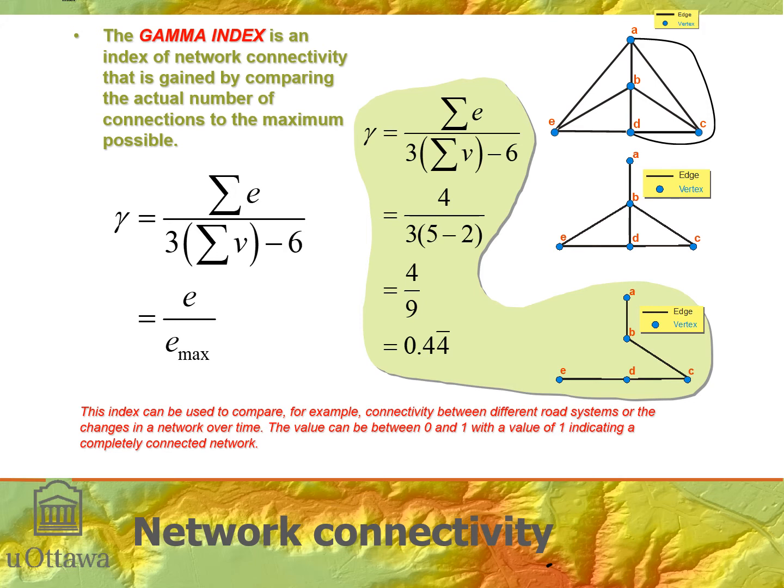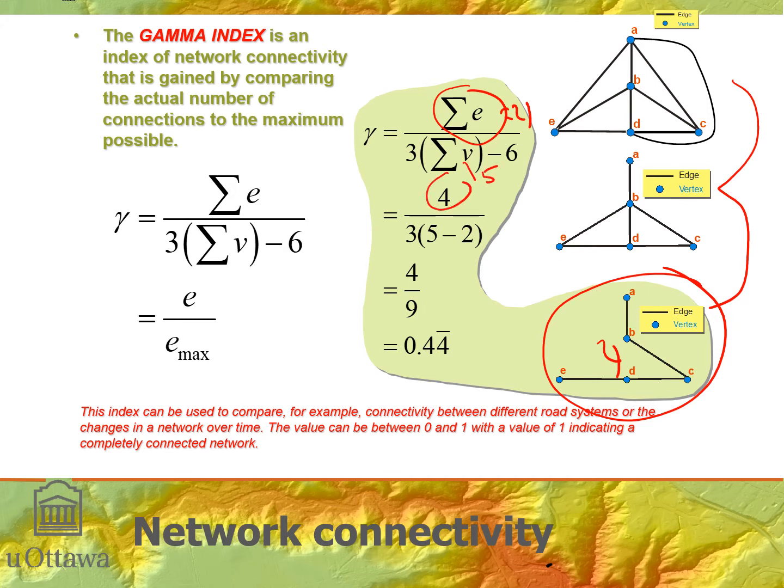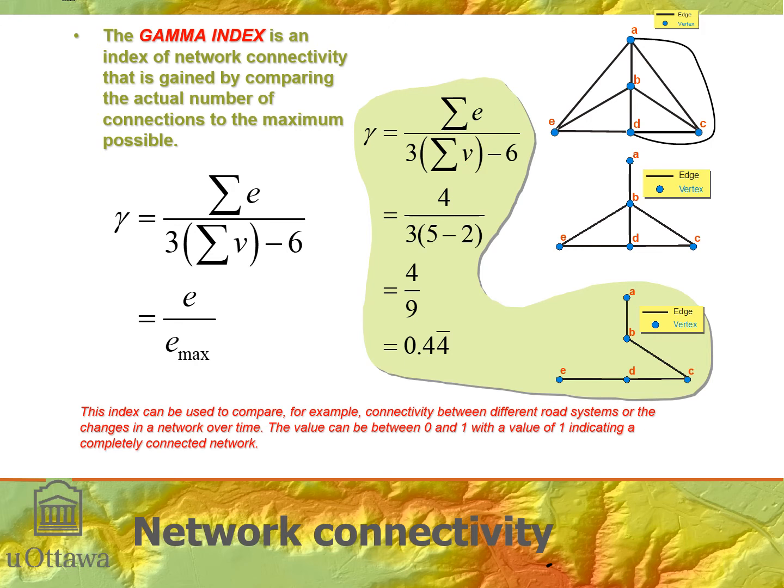So for example, here we have 3 different networks. If we take this one, we can compute gamma. We have 4 edges, so E equals 4, and we have 1, 2, 3, 4, 5 junctions, so V equals 5. So 4 divided by 3 times (5 minus 2) is 4/9, or as a decimal, 0.444444, etc. So this network is slightly less than half connected. It's not maximally connected, it's not even half the maximum number of connections, it's just slightly less than half.